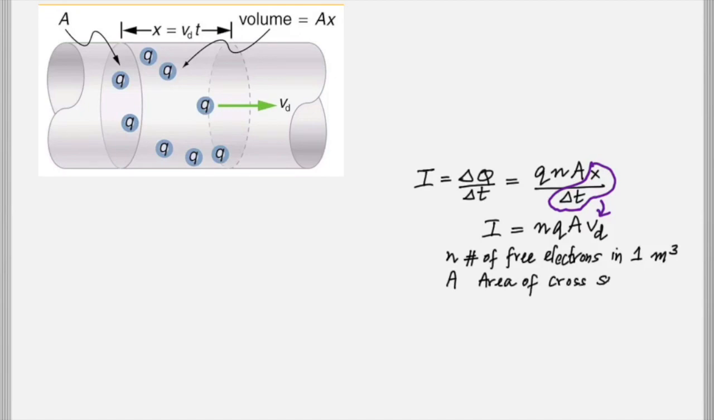A, again, is the area of cross-section. And usually it will be circular in shape, which means the area would be pi r squared. Q is the charge of each charge carrier.